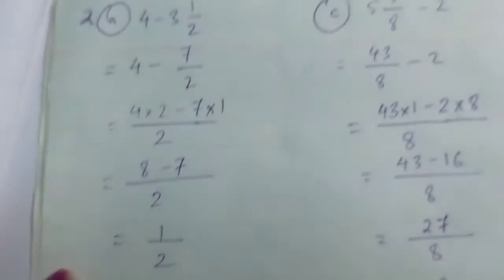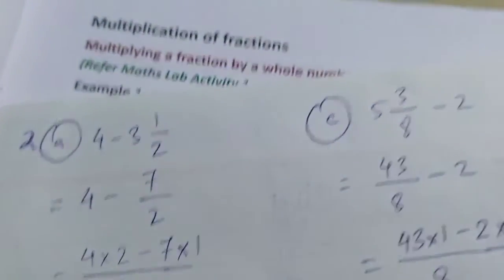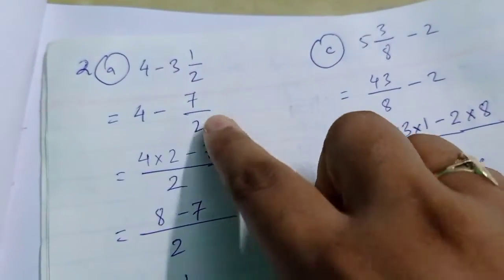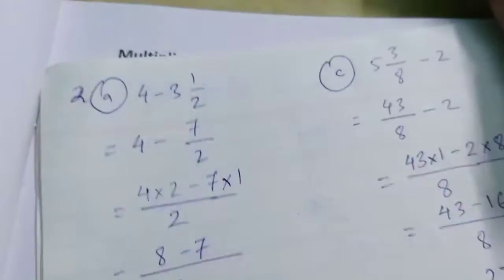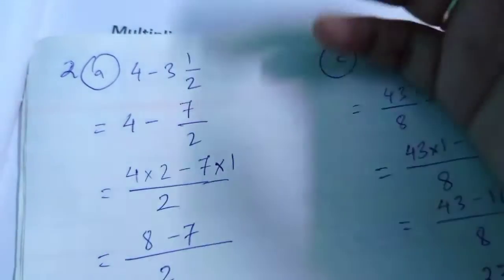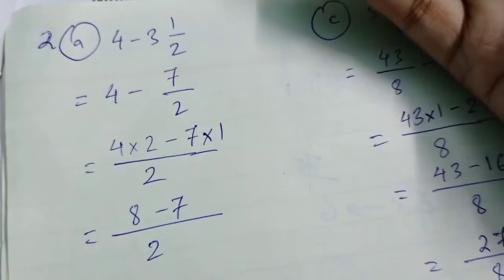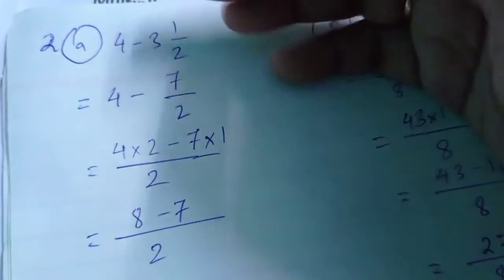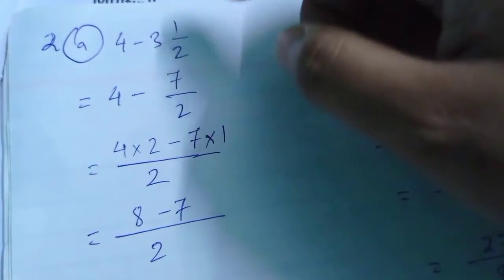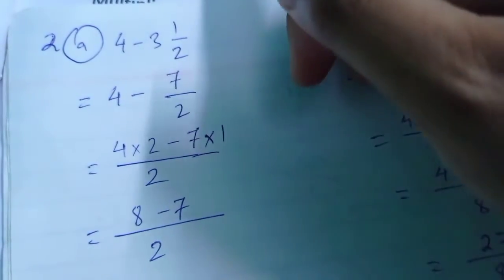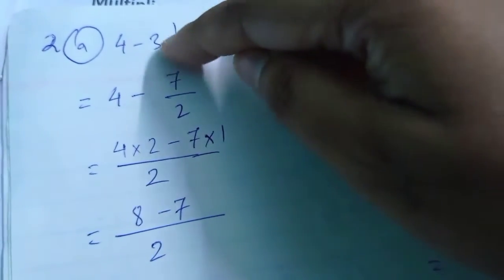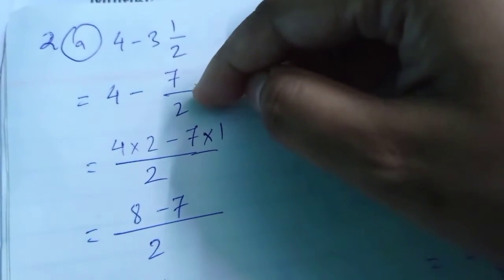So let us go to question 2a. It's given 4 minus 3 1 by 2. Obviously, you need to convert that into an improper fraction, as this is a mixed number, which are interrelated: mixed number and improper fraction. So how will you do it? The denominator remains the same. For the numerator, first multiply, then add. 3 into 2 is 6, 6 plus 1 is 7.